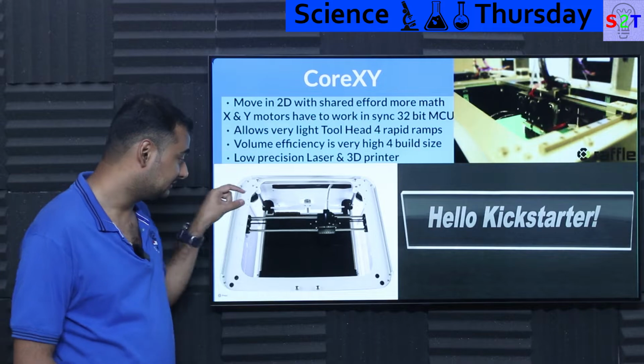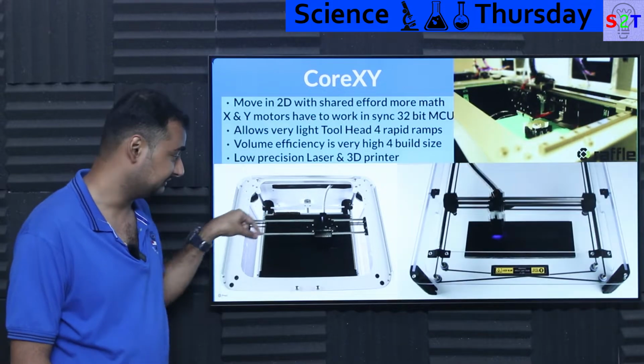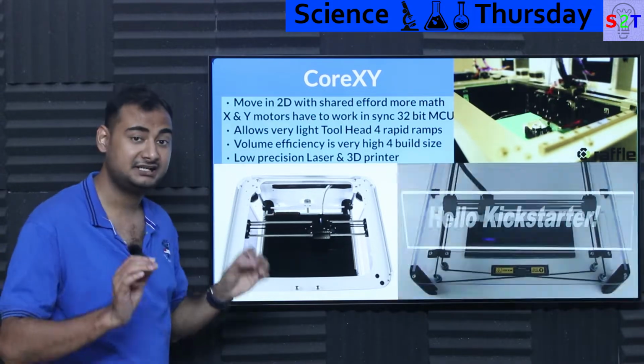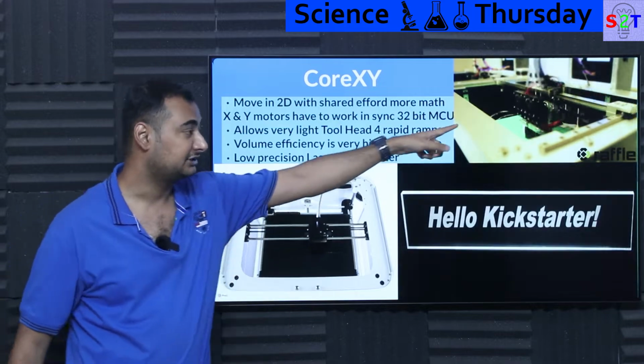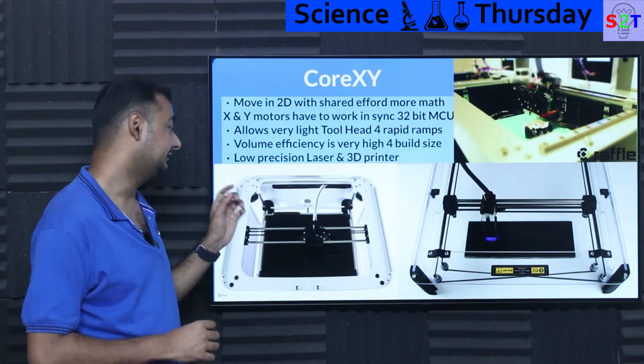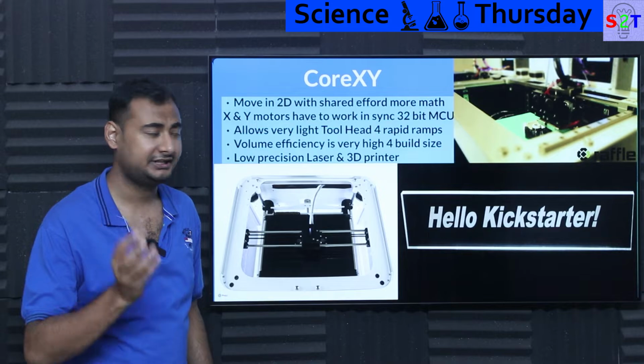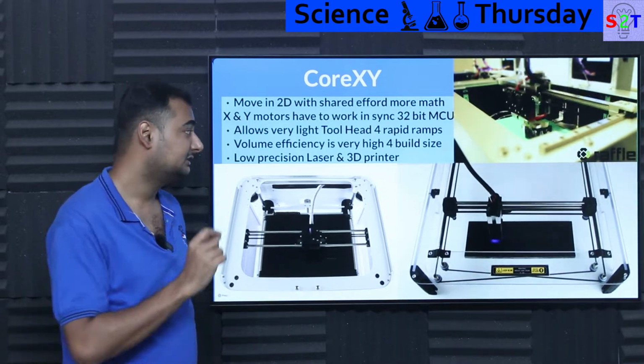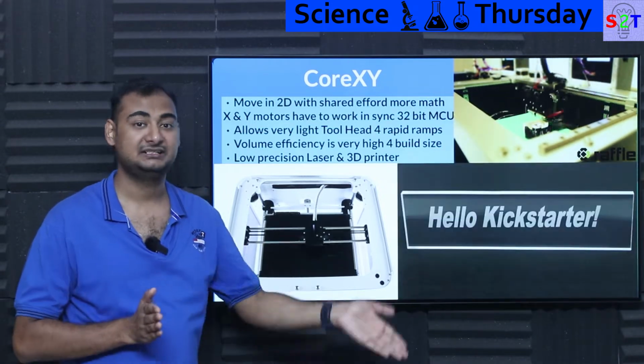However, it does have a benefit, because one motor is not on the axis that will be responsible for this. It's a very light tool head, meaning if you have a 3D printing head, it would be very light. If you have just a laser engraver, it would be very light. The benefit of that: quick ramps. Ramp simply means acceleration and deceleration.